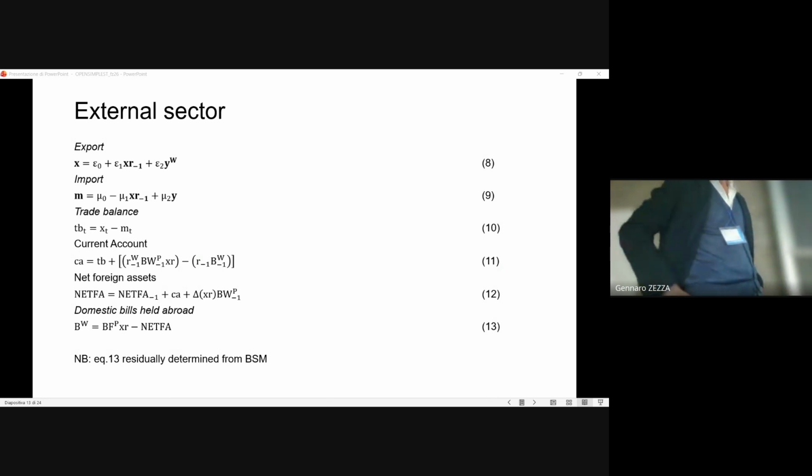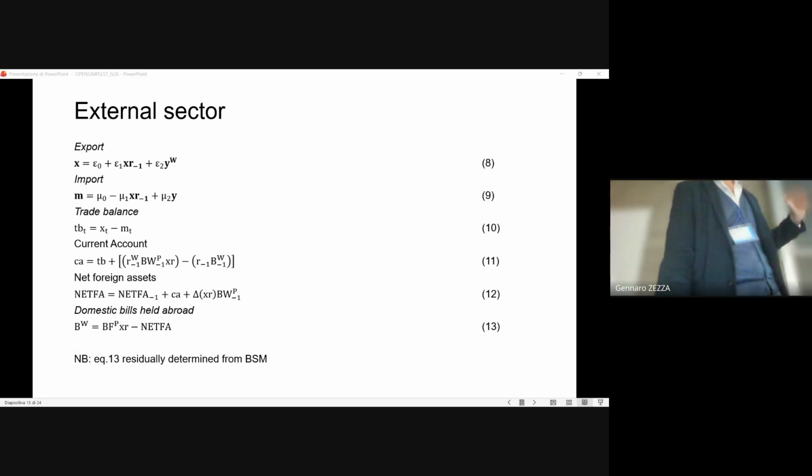And finally, we have the domestic bills held abroad in equation 13. Notice that this one is already residually determined from the balance sheet. So we already have one of the assets which is residually determined, and this simplifies the model structure a lot.